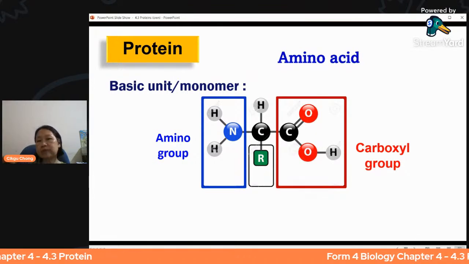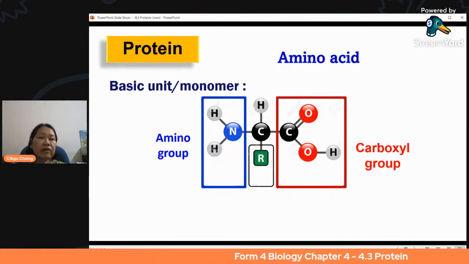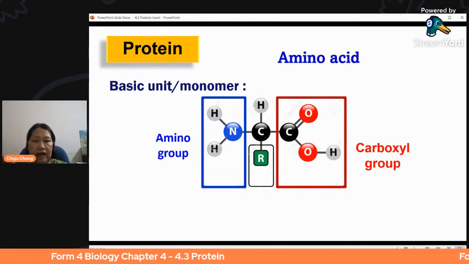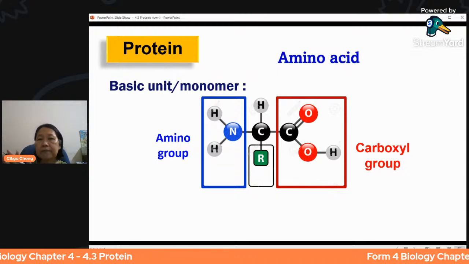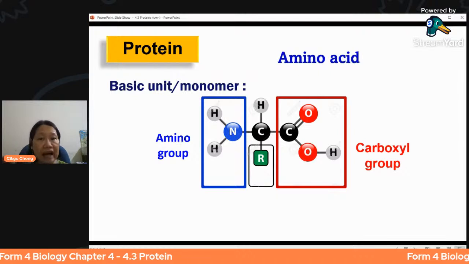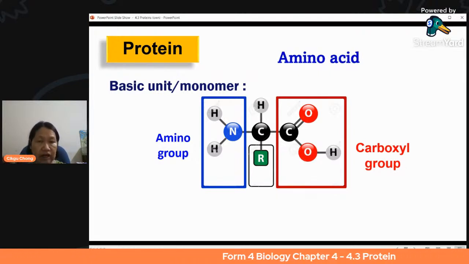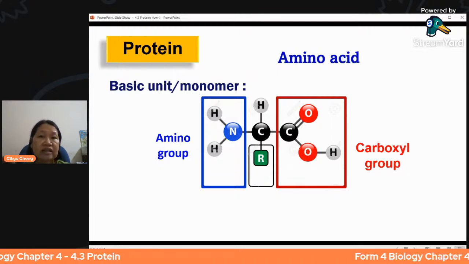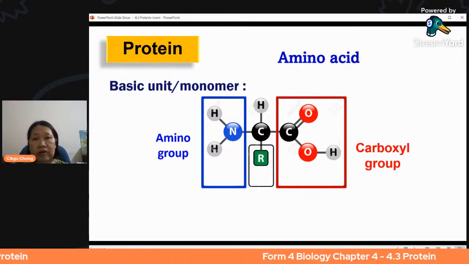Now you don't really need to remember this. In SPM Form 5, you don't need to draw it, but you need to know the names of the amino group and carboxyl group. So every amino acid will have these two functional groups, every one of them. I just mentioned there are 20 types of amino acid, and every one of those 20 types will have an amino group and a carboxyl group. In that case, why are there 20 types? Where are they different?